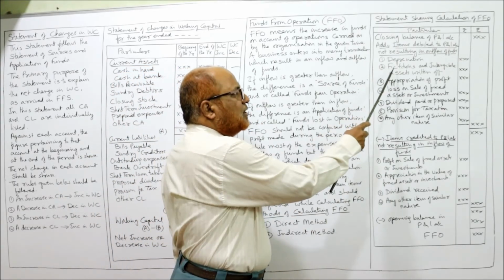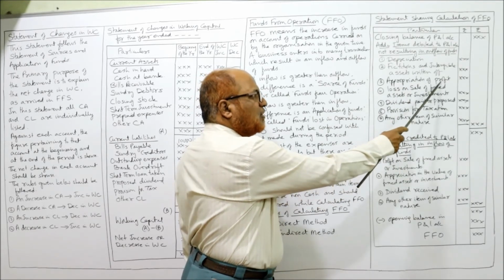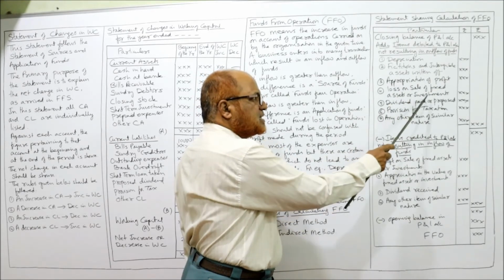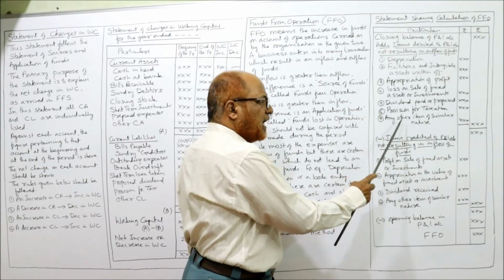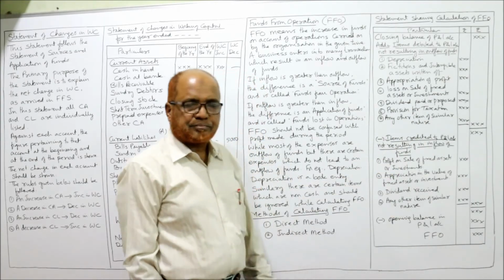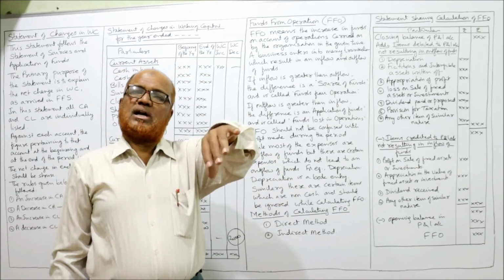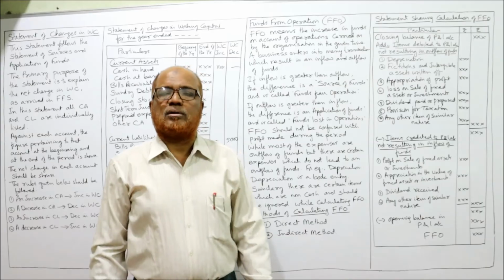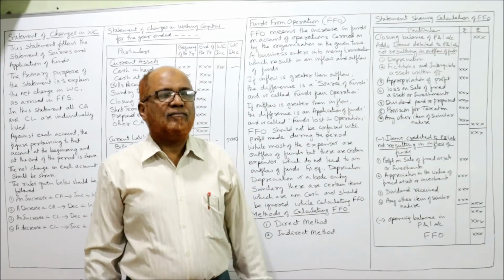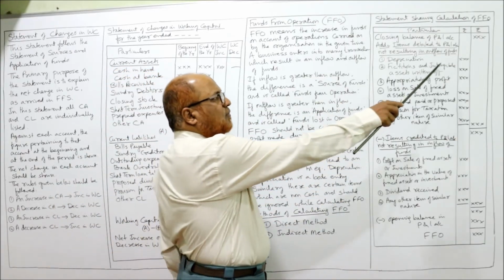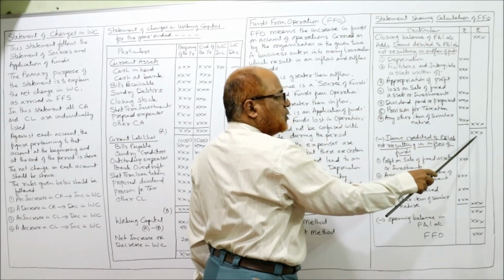Example, depreciation, fictitious and intangible assets written off, appropriation of profit, loss on sale of fixed asset or investment, dividend paid or proposed, provision for taxation, any other item of similar nature. These are the examples of those items which are debited to profit and loss account but do not involve funds. We add up. Take the total of all these items, take it in the outer column, add up these 2 items. We'll get the total.